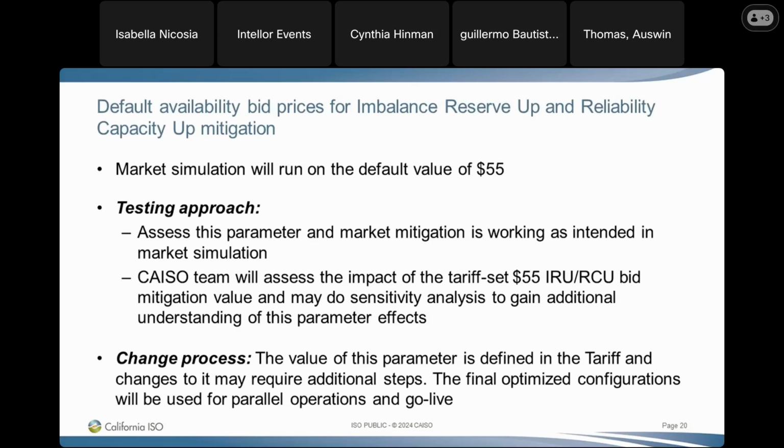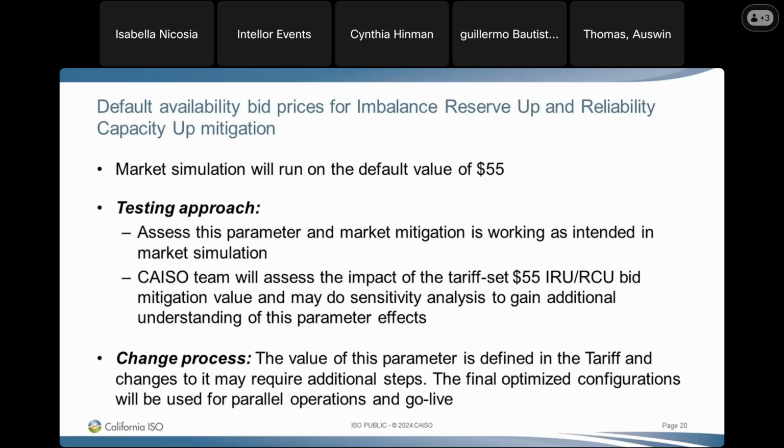So the first one, the 55 value, is designed to be a conservative value that represents a high percentile value of historical non-RA RUC availability offers. So that is the $55 value that we see here. And going back to Robert's question previously, the parameter 4 and the 5 are mentioned in the tariff, the $55 values. So any changes for that will follow the usual process of changes in the tariff.